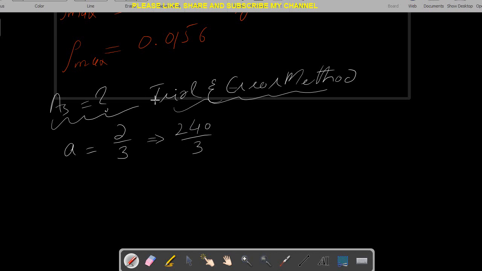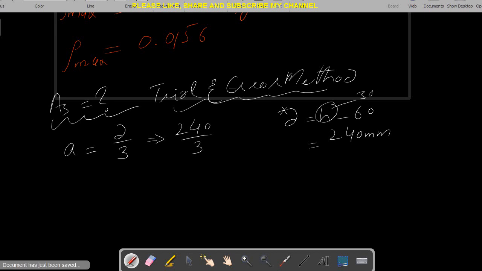Now how did I get my d? You must know that my d is h minus 60. So from this I got 240 millimeter, because my h is 300. Now from this I got the a value, that is 80 millimeter.